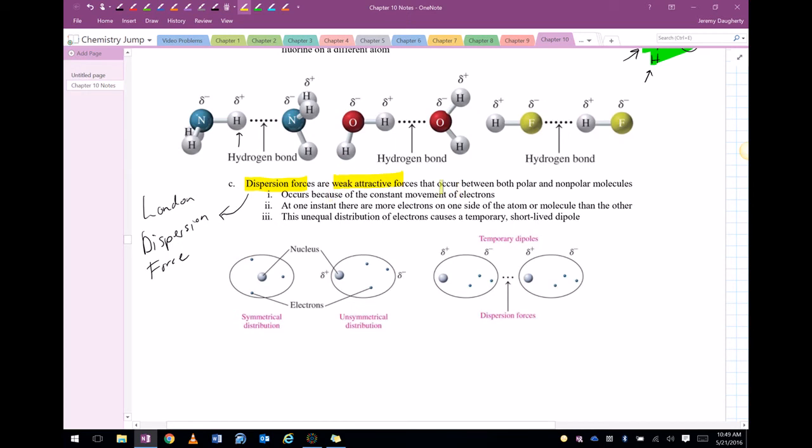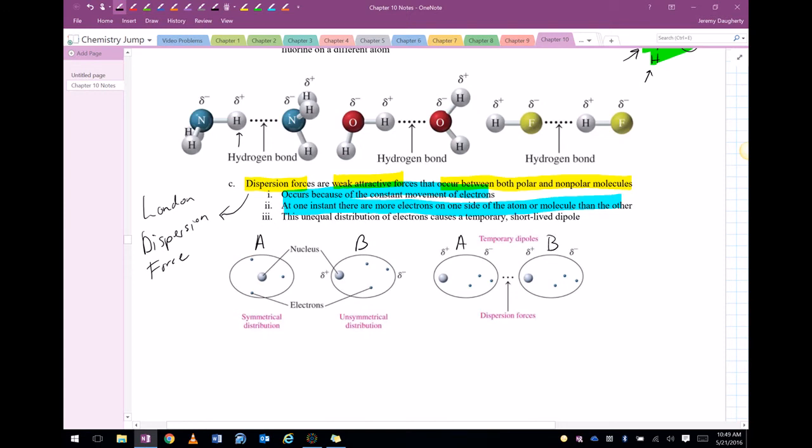They occur between both polar and nonpolar molecules. So in other words, if it's a molecule, it has London dispersion forces. Now, these occur because of constant movement of the electrons, and basically at one instant, there's going to be more electrons on one side than on the other. So take a look down here. I'm going to label these atom A and atom B.